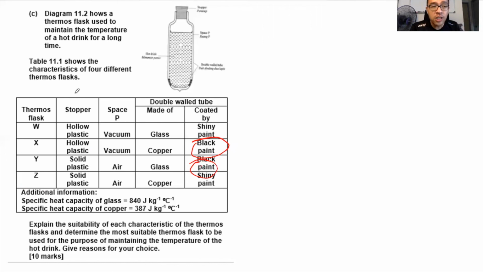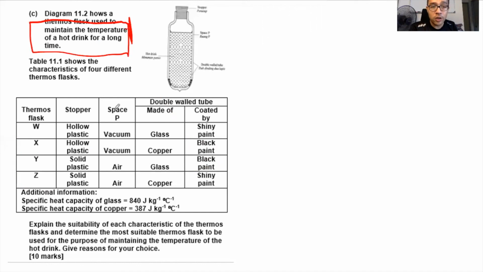The function of the thermos flask is to maintain the temperature of a hot drink for a long time. If you coat it with a black paint just because you like black paint, does it really serve its purpose? Really, if you coat the double wall tube with black paint, does it mean the drink will stay hot longer? Are you sure? Or should we change to shiny paint? So don't be influenced by what you like, but keep your focus on the purpose of the thermos flask. The purpose is to maintain the temperature of a hot drink for a long time.